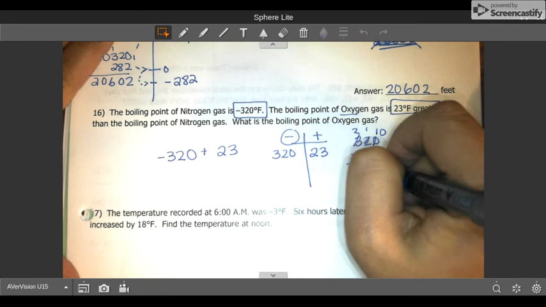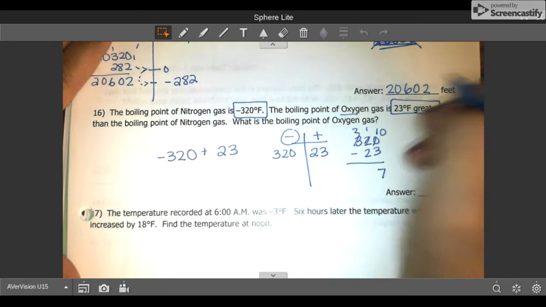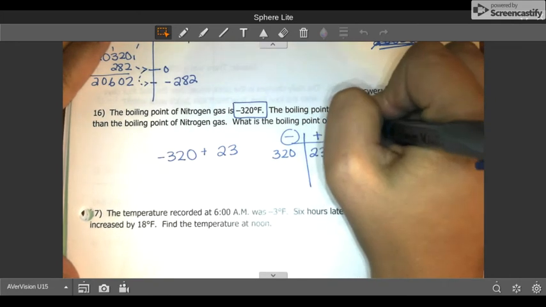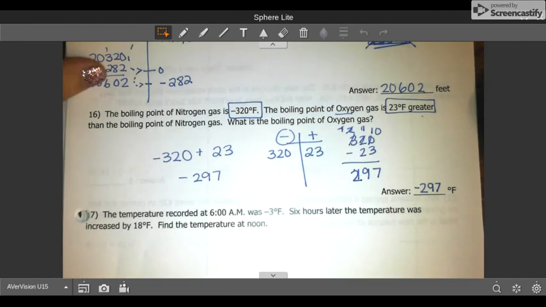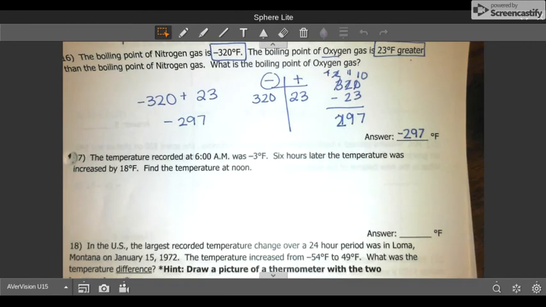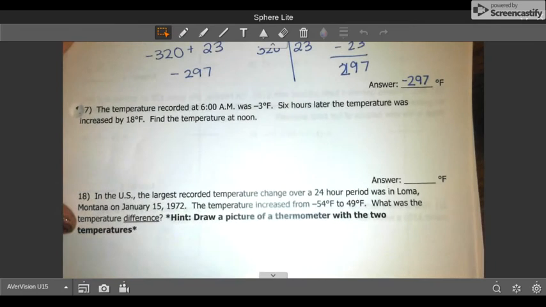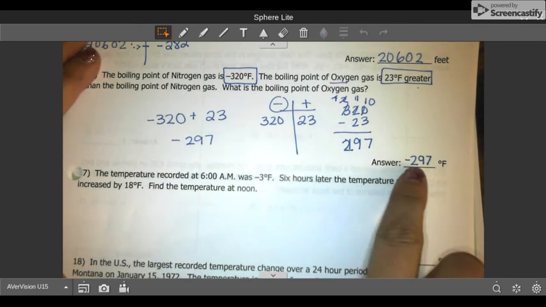And remember, if I'm going too fast at any point, you can pause the video. Okay, so the answer is negative 297.